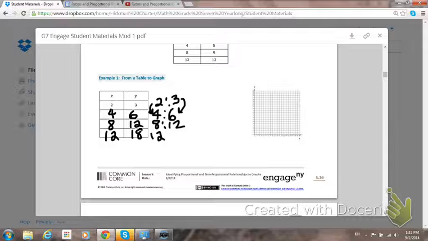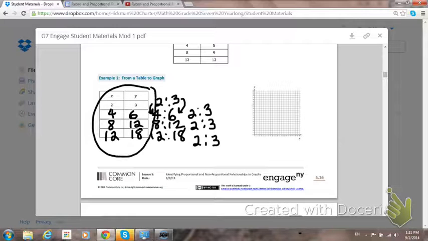All of these ratios here, 4 to 6, 8 to 12, 12 to 18, are all equal to 2 to 3. You can see in the end these are all equal, and the simplest form for this ratio would be 2 to 3. But here we go. So we filled out our table.